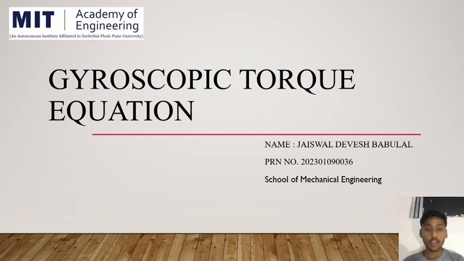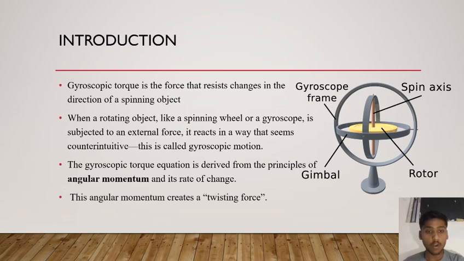Today I am going to explain a fascinating concept in dynamics, something that helps aeroplanes fly stable, makes the motorcycle turn smoothly and even keeps satellites oriented in space. This concept is called gyroscopic torque. Let's explore how it works, what causes it, and why gyroscopic torque matters.